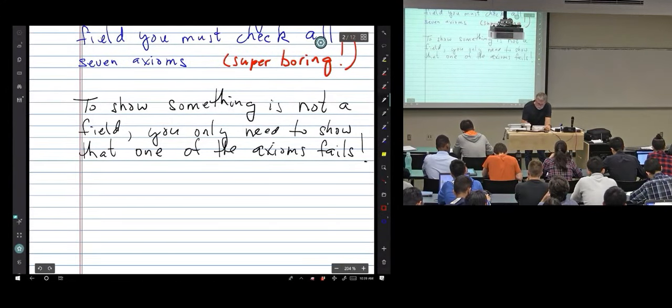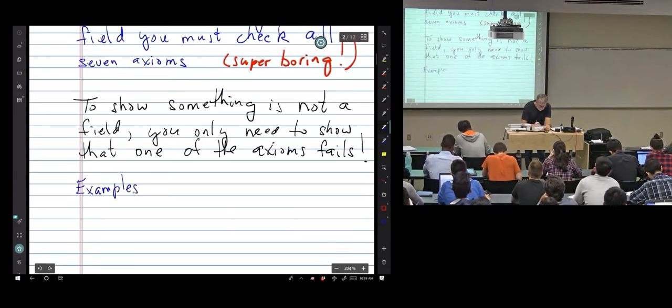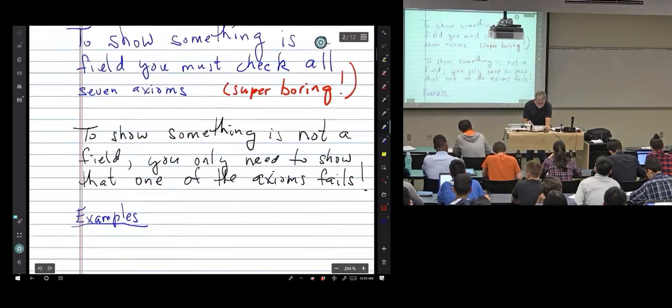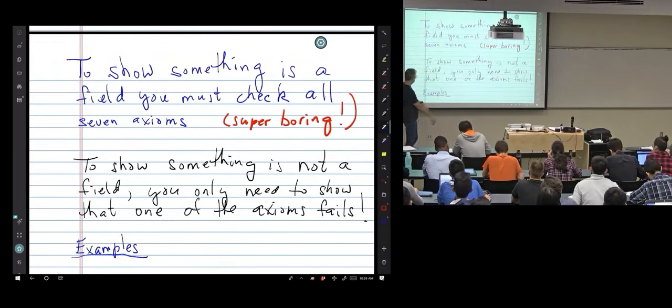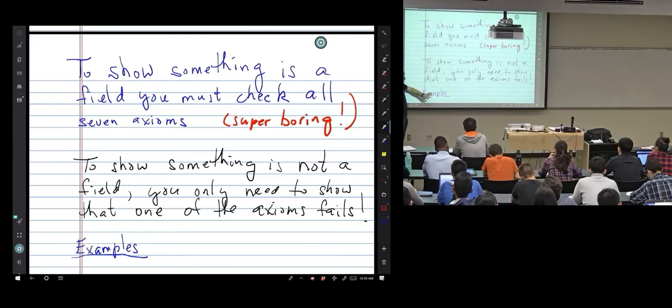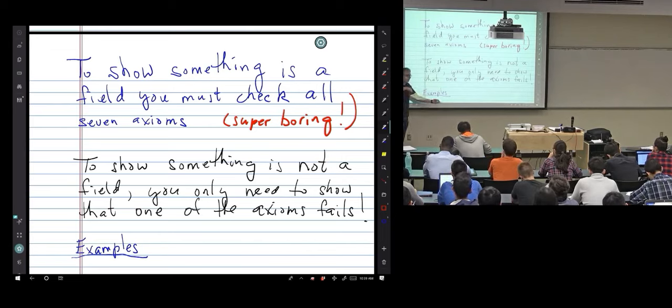Now let's do some examples, and we do some non-examples. Okay, so when I try to understand a definition, I try to understand sets or objects that satisfy the definition, the axioms, and those that don't. So example, counterexample.